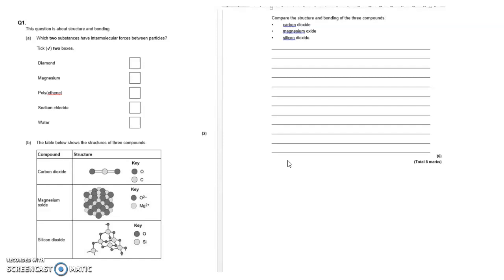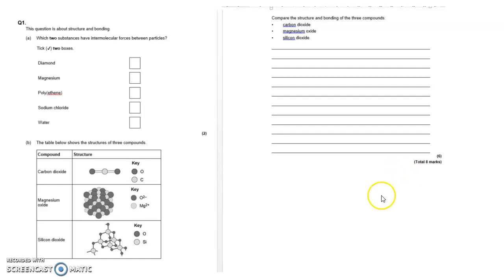Can we say anything about intermolecular forces? And then can you compare their bonding? What type of bond? Is it strong? What are the bonds made out of? And then within the substances themselves, you could think about comparing how many bonds there are.